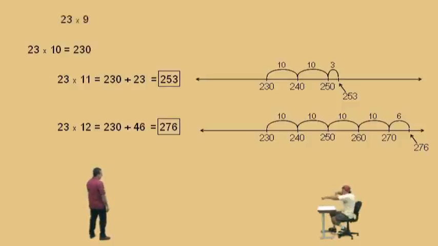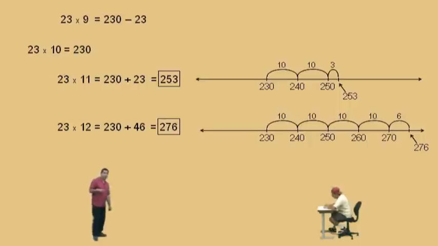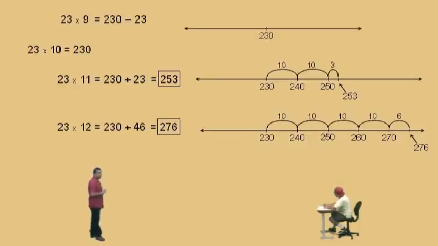Now, let's do this one. 23 times 9. Okay, so here we go. Remember, 23 times 10 is 230. So how do we figure out 23 times 9, Charlie? Subtract 23. Take away a 23, right? So it's a subtraction problem. See, 23 times 9. A person with good kung fu sees it as a subtraction problem. They see it as 230, take away 23, right? Because 23 times 10 was 230.